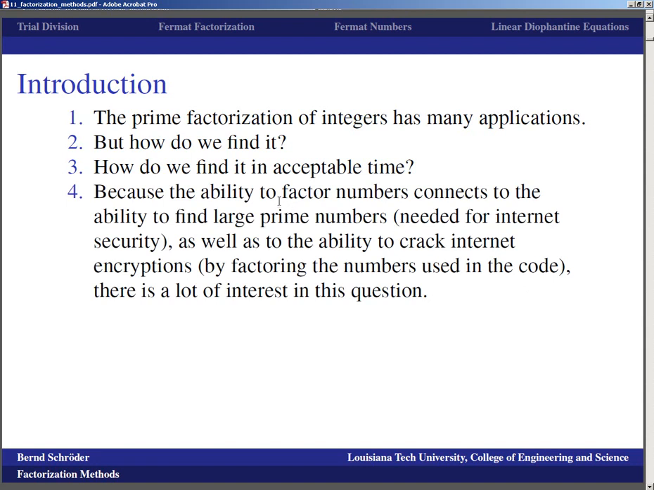And the ability to factor numbers connects to the ability to find large prime numbers, which are needed for internet security, as well as to the ability to crack internet encryptions by factoring the numbers that are used in the code.